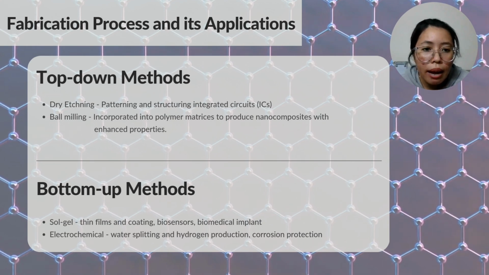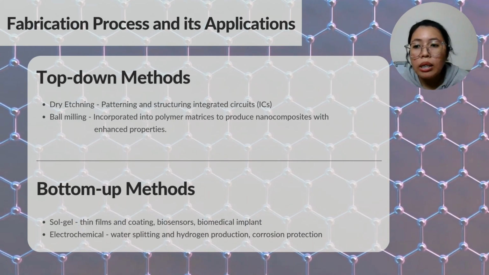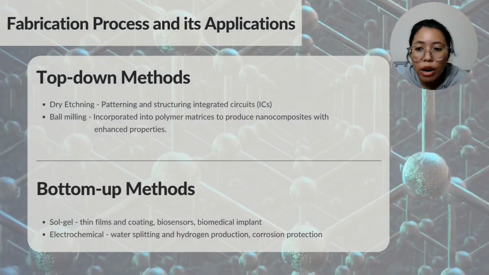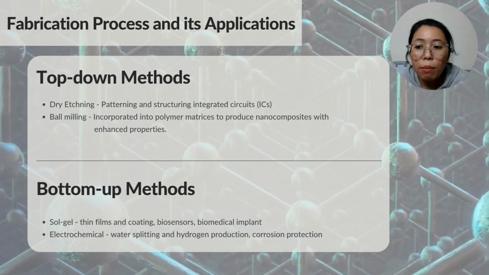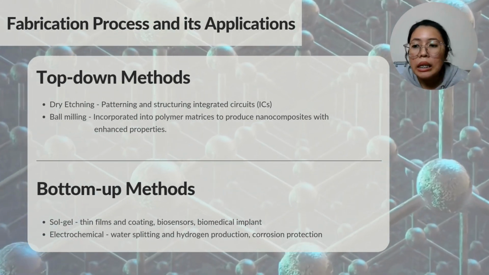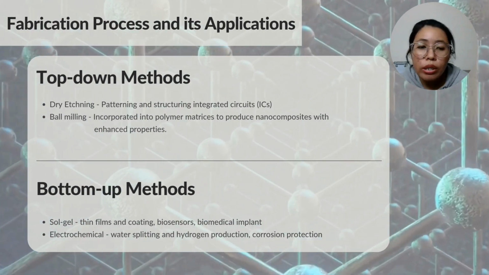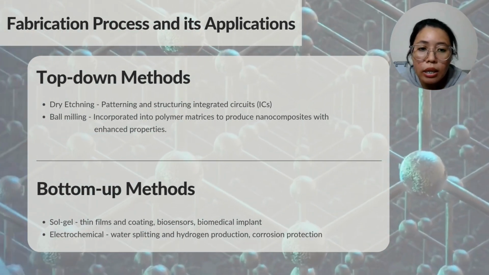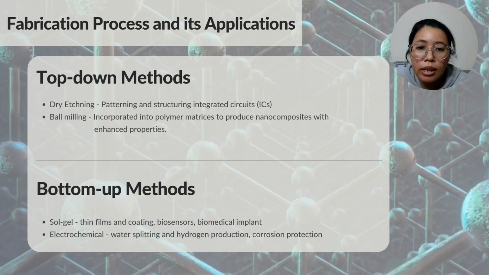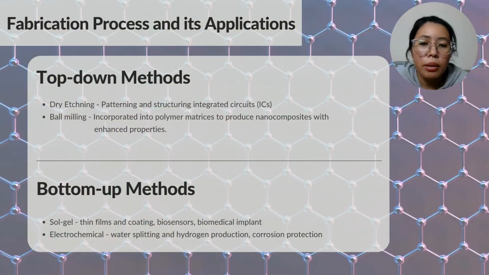The last one we have is electrochemical. It is a process that uses electric current to drive chemical reactions that produce nanoparticles. It is simple, effective, and cost effective. It is usually used in water splitting and hydrogen production. It can also be used for corrosion protection.